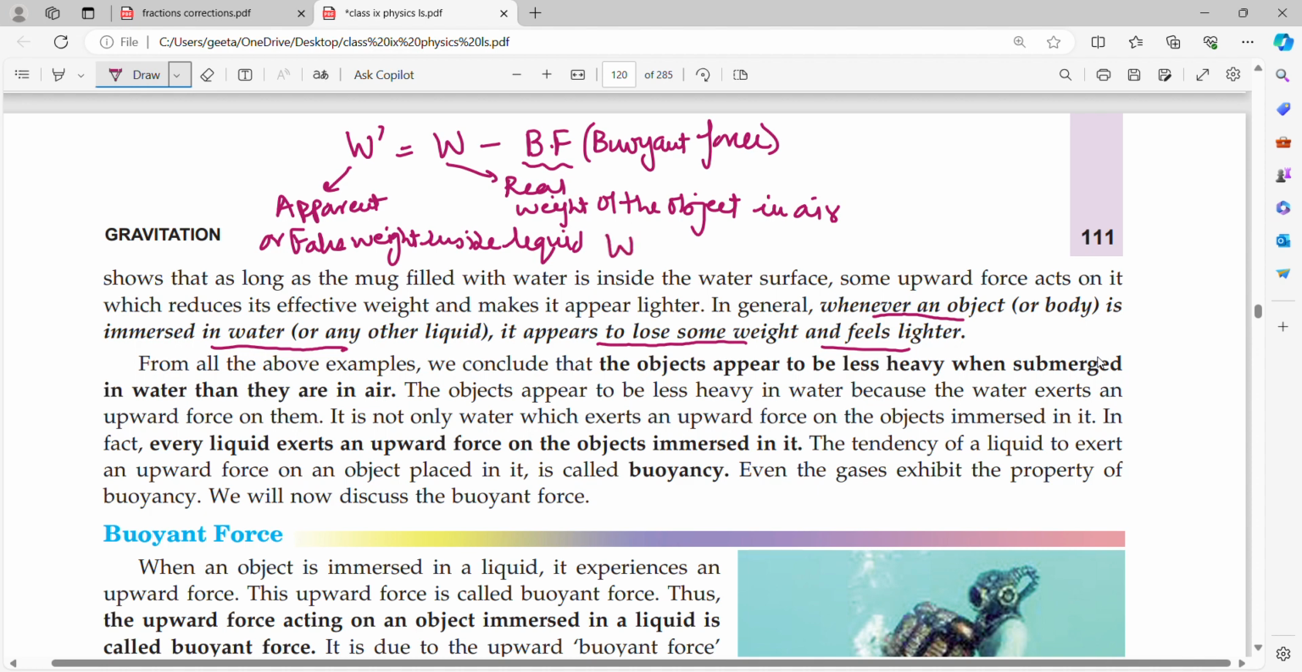Suppose my weight is 900 Newton in air and a buoyant force of 400 Newton is acting on my body when my body goes inside a liquid. Then what would be the apparent weight? Only 500 Newton. So you will be able to pull my body, or pull me, out of the water because I'll feel lighter. Have you observed this fact or not? That things become lighter inside the liquid, but when they come out in the air again, they seem heavier.